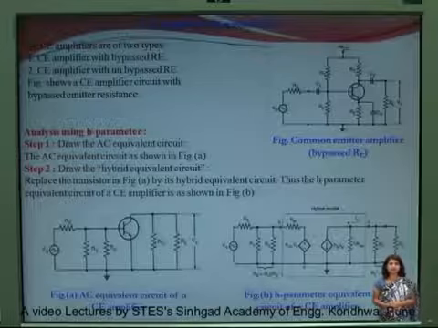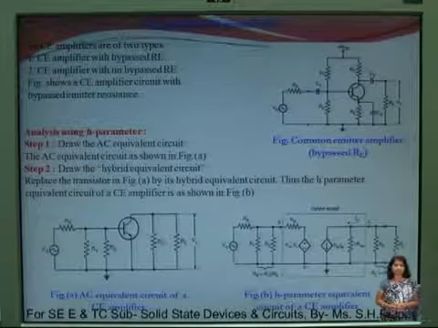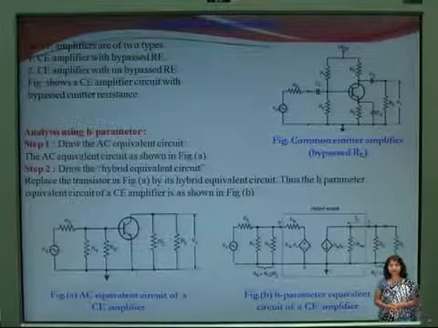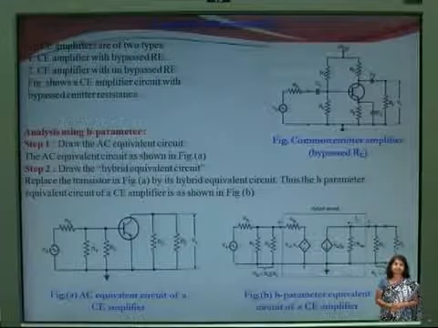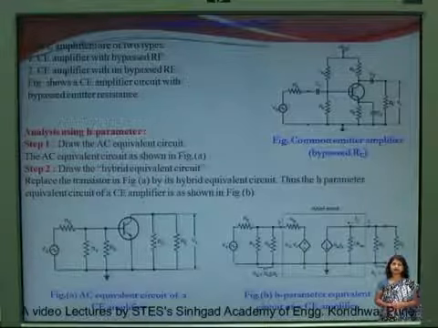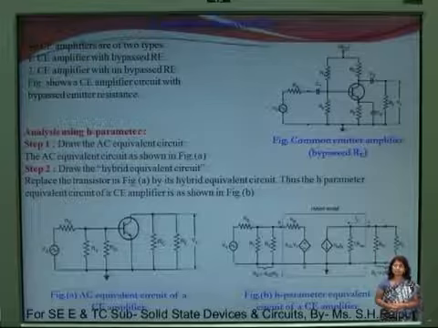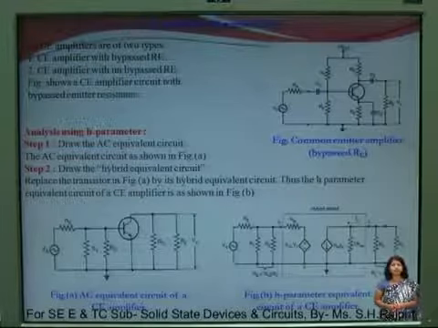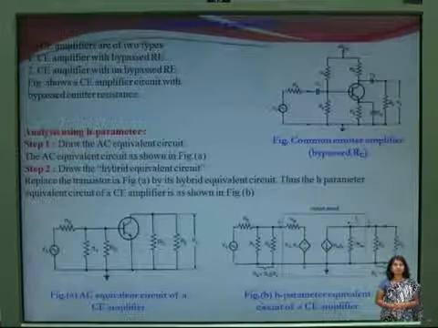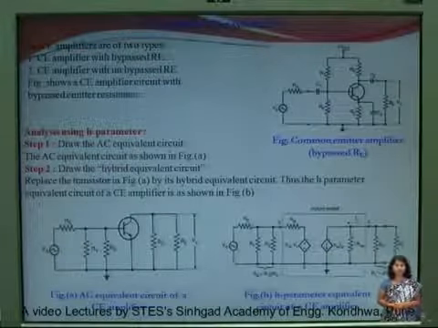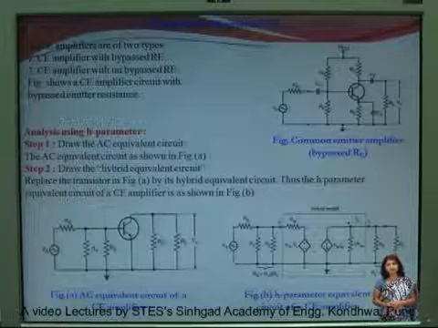Now the first step says that to carry out the analysis using h parameter, draw the AC equivalent circuit of the common emitter section. Now as shown in figure A, this is the AC equivalent circuit of a common emitter amplifier. Then the second step says draw the hybrid equivalent circuit, where we replace the transistor by its hybrid equivalent circuit, meaning consider hie, hre, hfe and hoe parameters.